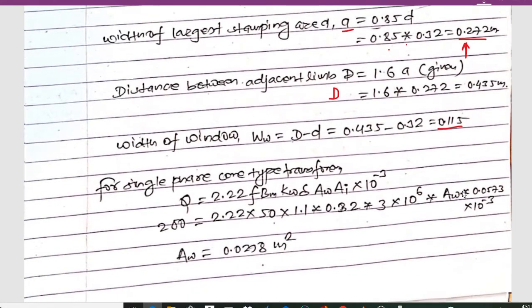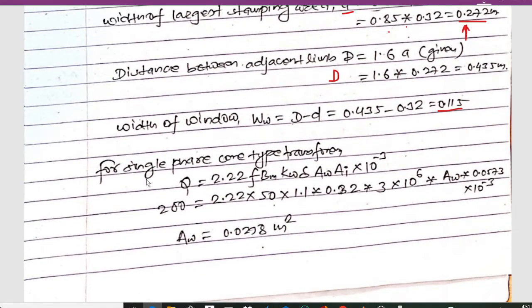And now in the question, this is for a single phase core type transformer. So for a single phase core type transformer we have the formula Q is equal to 2.22 f Bm Kw δ Aw Ai into 10 power minus 3. From this relation we can calculate the value of Aw. Here the value of Q is given, and similarly f, Bm, Kw, δ, and Ai are also given, so Aw we need to calculate, into 10 power minus 3. On substituting the values we can calculate the window area Aw as 0.0298 meter square.